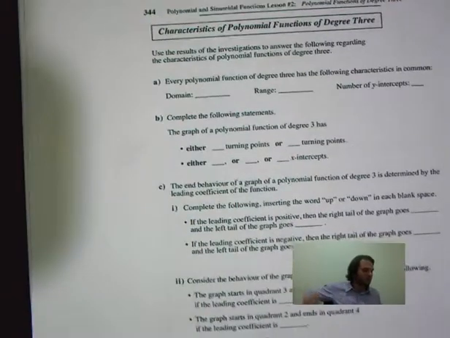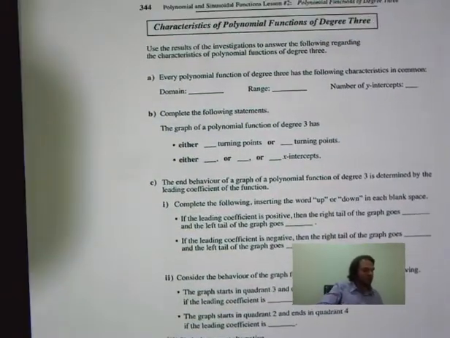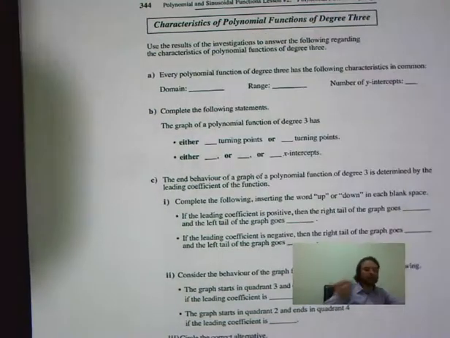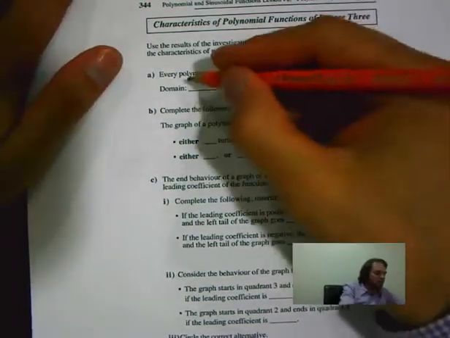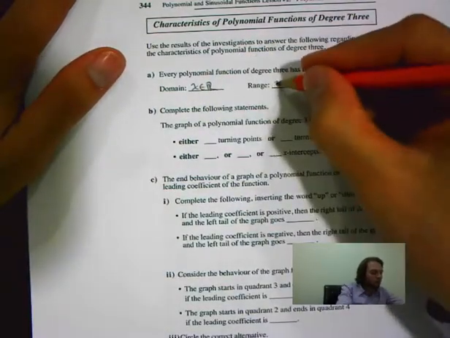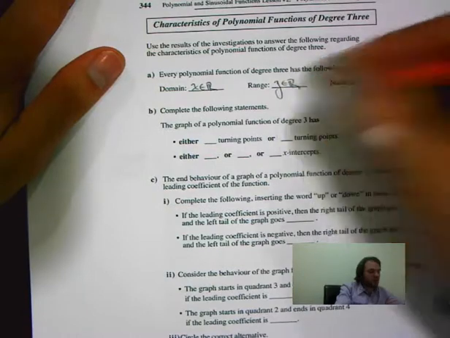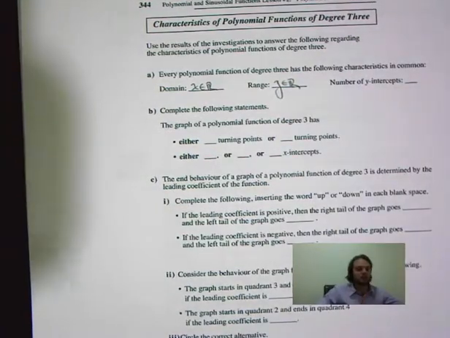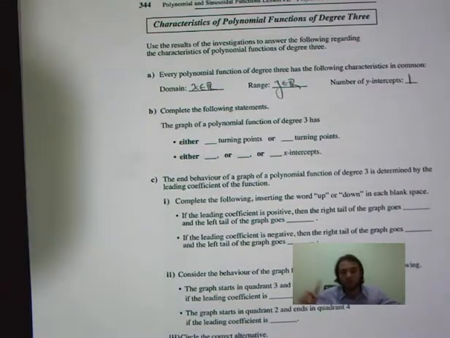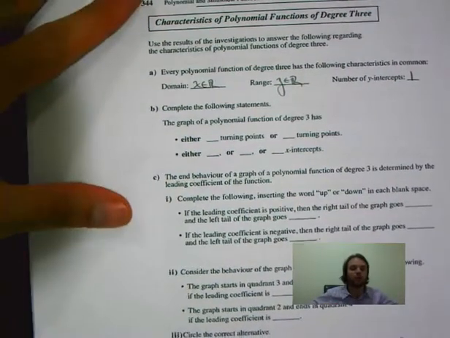Alright, here we go. So characteristics of degree 3. So every polynomial function has a domain and range of what? So every polynomial that's a cubic function has a domain where x is an element of all real numbers. And we have a range where y is an element of all real numbers. My number of y-intercepts is going to be, no matter what, only one y-intercept. I can only intercept once.